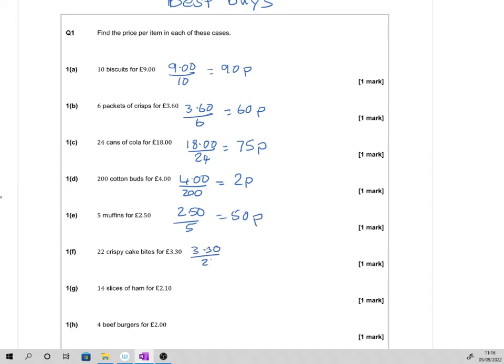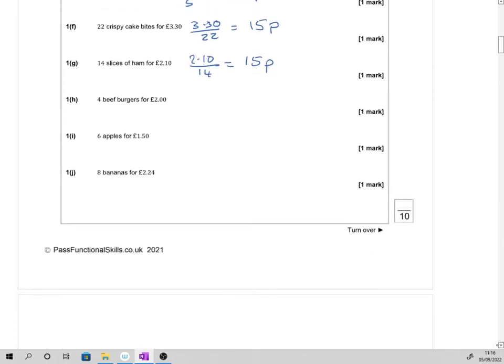£3.30 divided by 22, right, £3.30 divided by 22 is going to be equal to 15p. £2.10 divided by 14, so 2.10 divided by 14 is 3/20, which is 15 pence. 4 beef burgers for £2. £2 divided by 4 is 50p.